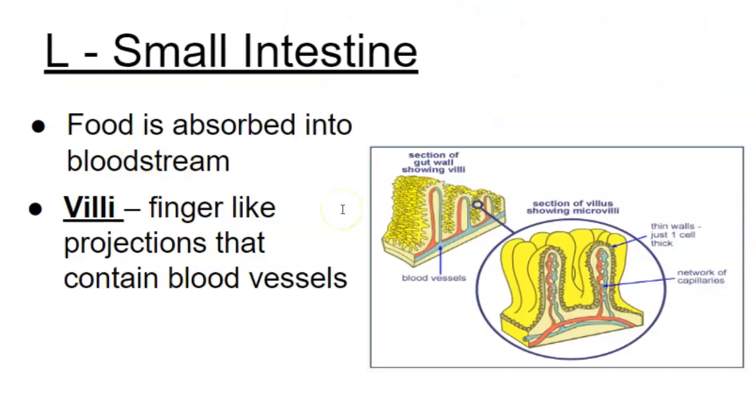So these guys have a name. They're finger-like projections. So these little fingers, they can contain blood vessels. This is where our nutrients get absorbed. So because they have blood vessels, the nutrients can diffuse in here, go in our bloodstream in those little capillaries and get delivered to all of our cells so that our cells have nutrients.